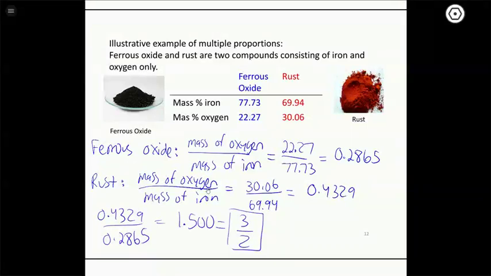So there's a lot to take in there, and you'll have to spend some time on your own working through that, but keep in mind, from a conceptual standpoint, the law of multiple proportions always deals with two or more different compounds. That's sort of the dead giveaway there.